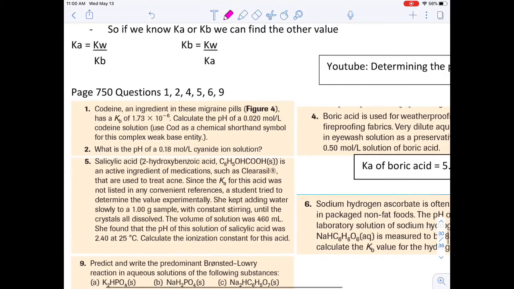We'll do the first question here where it says codeine, an ingredient in migraine pills, has a Kb of this. Calculate the pH of a 0.02 mole per liter codeine solution. So they're asking for the pH, so I'm going to need the hydronium concentration. But using the Kb, all I can calculate is the concentration of hydroxides. So I'm going to do my check. I have 0.020 mole per liter. I'm going to divide it by the Kb, which is 1.73 times 10 to the negative 6.